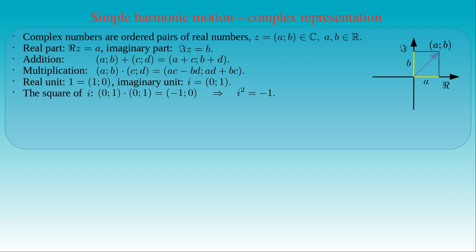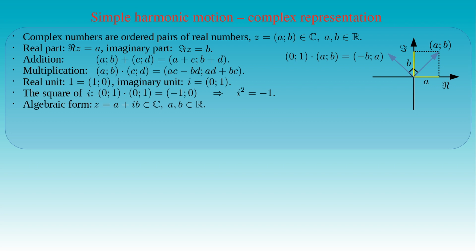If we multiply the complex number (a, b) with the imaginary unit i, we obtain (-b, a), which is the result of the rotation of 90 degrees counterclockwise. By applying the imaginary unit i, we can write any complex number in algebraic form, that is, a complex number z given by the ordered pair (a, b) can be written as a plus i times b.